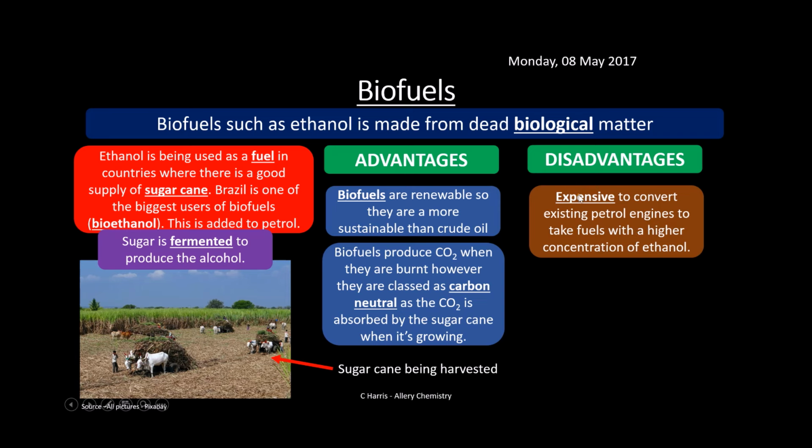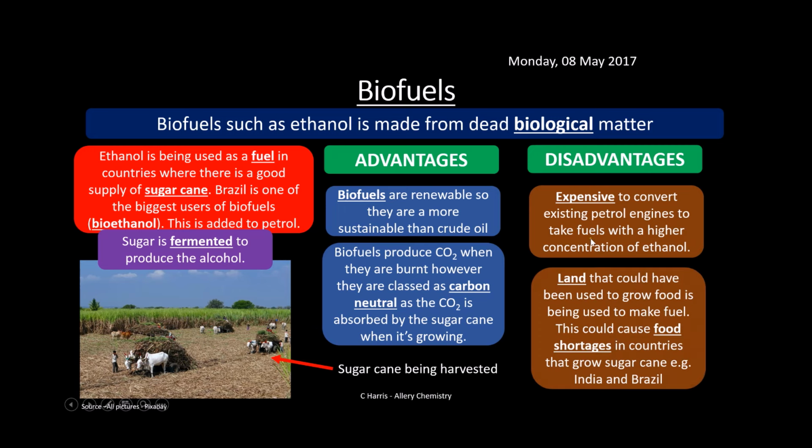Okay, disadvantages though. So it is expensive. Like I say, converting petrol engines to take fuels with higher levels of ethanol, you have to convert them engines. That can be quite costly. And obviously all of this land has been used for fuel. Now this land could be used to grow food on, and especially in some countries where food is in short supply, some people just disagree with the idea that we should be using land purely to fuel cars. And obviously this is quite an expensive way of using land just for fuel. So yeah, that's the downside. This is taking up land which could be used for food.